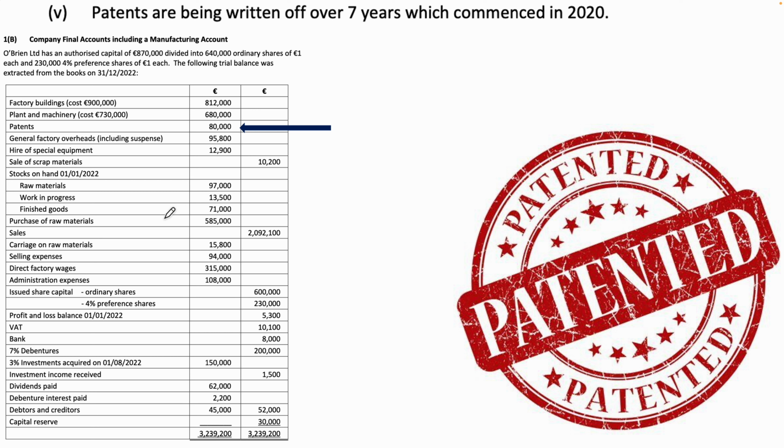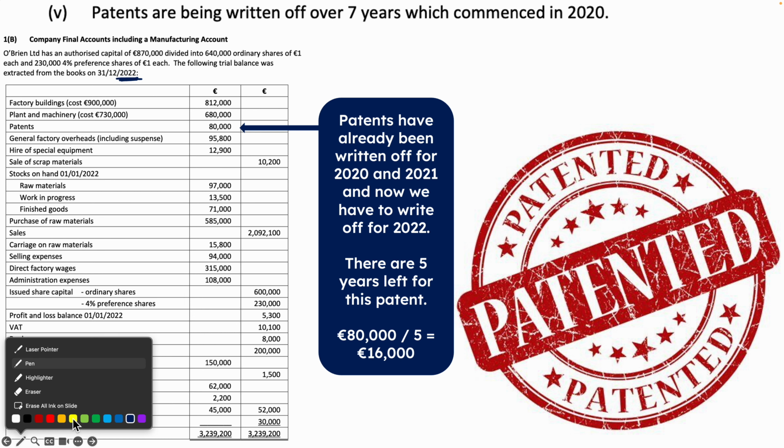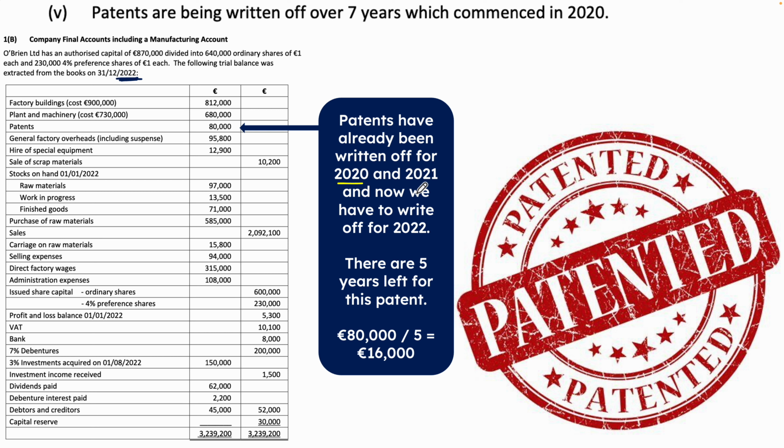Okay, adjustment number 5 now. Patents are being written off over 7 years, which commenced in 2020. Now, we are doing these books for 2021, okay? So they have been written off for 2020 and they have been written off for 2021 as well. So that's 2 years they have already been written off. So 2 of the 7, so there are 5 years left. So this 80,000 up here represents 5 years.